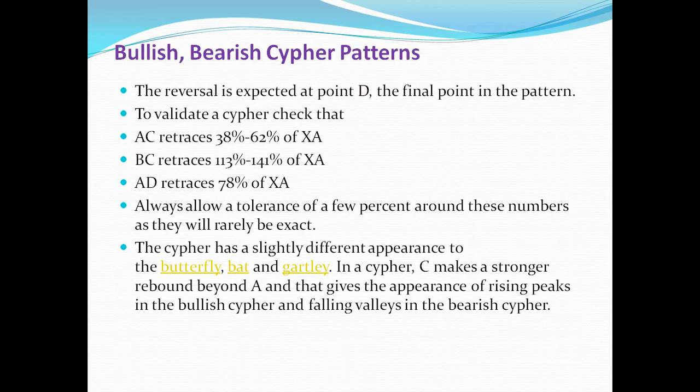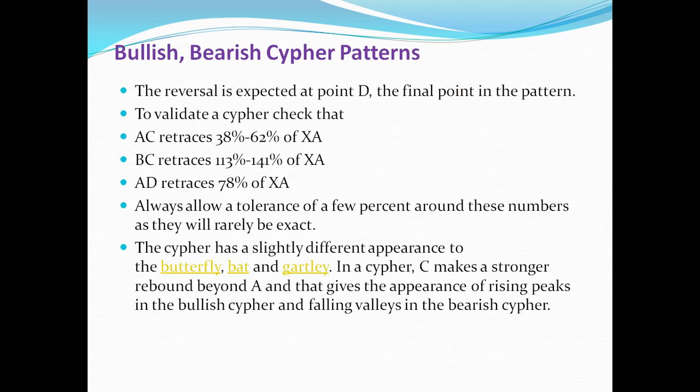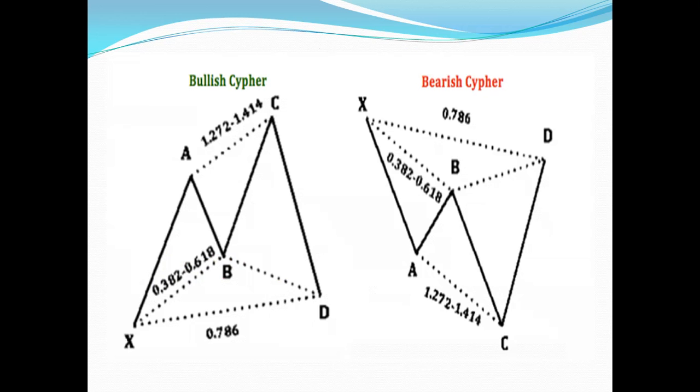Always allow a tolerance of a few percentage points around these numbers. They will rarely be exact. The cipher has a slightly different appearance compared to the butterfly, bat and gartley. In the cipher, C makes a stronger rebound beyond A, and that gives the appearance of rising peaks in the bullish cipher and falling valleys in the bearish cipher. You can see this in the diagram, which is a similar diagram.